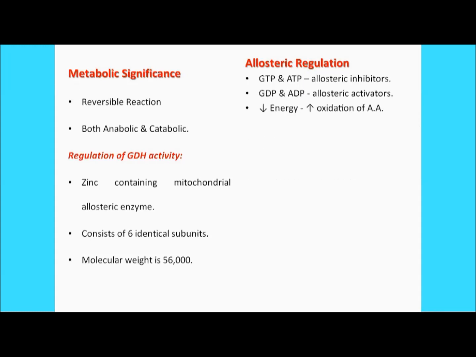Now less energy in the body, or a lower amount of ATP, will result in an increase in the oxidation of amino acids to meet the energy demand of the body. If the energy is less, if the ATP is less, then the rate of oxidation of amino acids will increase. Now steroid and thyroid hormones, you should know, inhibit the GDH activity in the human body.